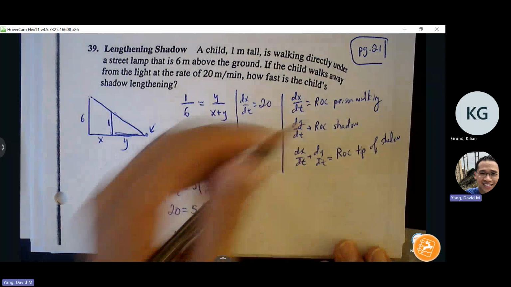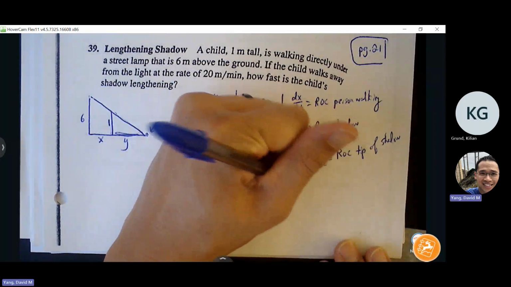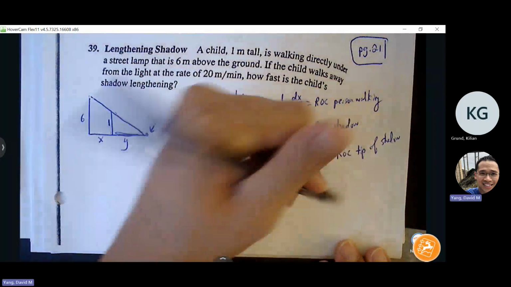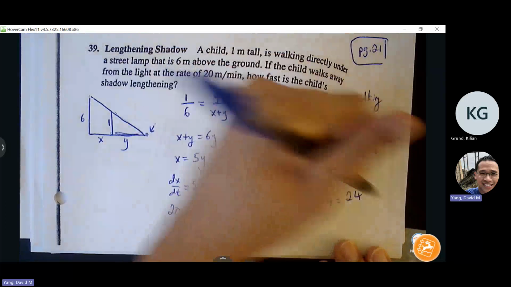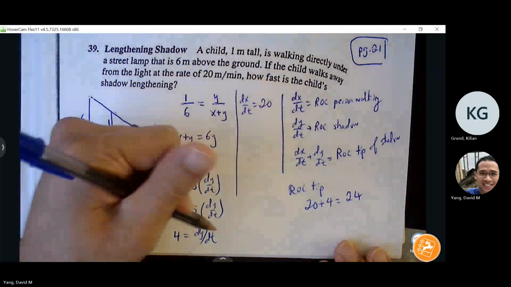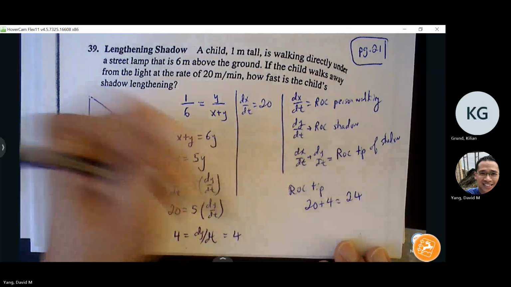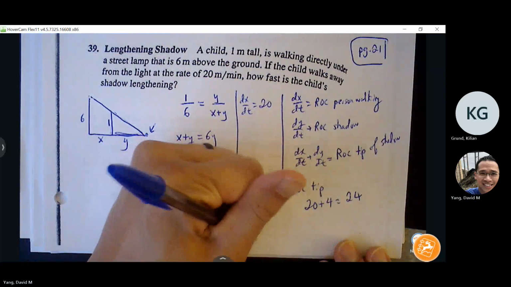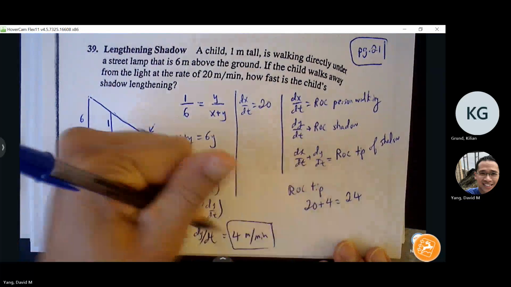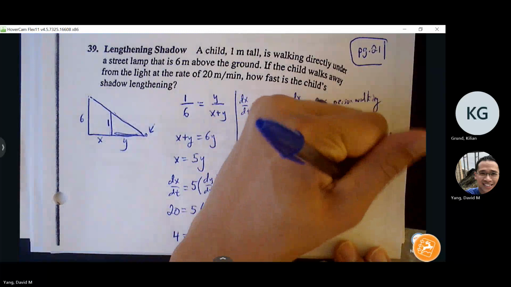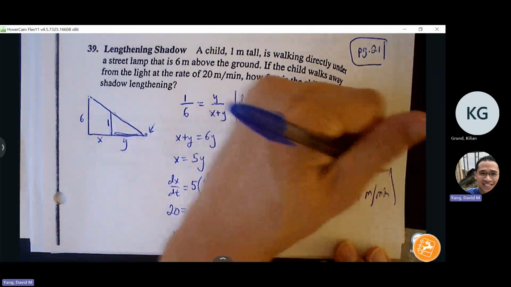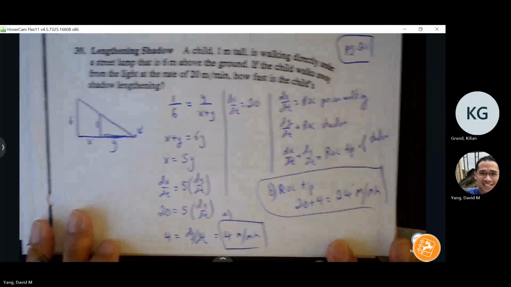Sorry, it's not asking for the tip of the shadow, but if I wanted to find the rate of change of the tip of the shadow, it'll be 20 plus 4, which is 24 meters per minute. I'll call this part A, and this is part B, even though it's not asking for part B. All right, thank you.